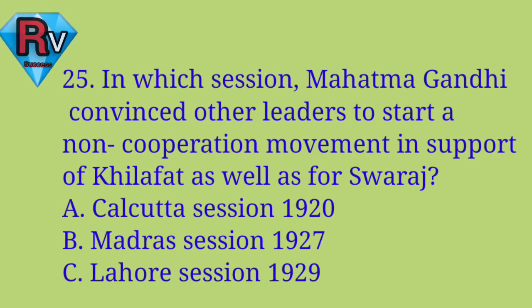In which session of the Congress did Gandhiji convince other leaders to start a non-cooperation movement in support of Khilafat as well as for Swaraj? A. In Calcutta session 1920. B. In Madras session in 1927. C. In Lahore session in 1929. The answer is Calcutta session 1920.